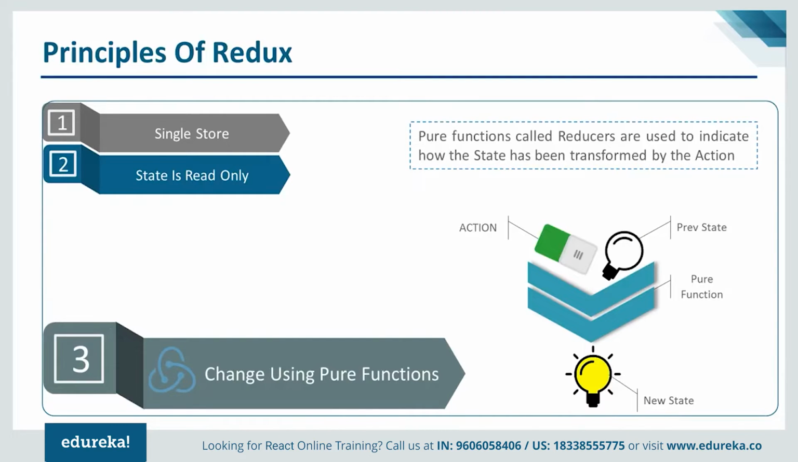Now we'll talk about the third one, that we can make changes using only pure functions. Pure functions in Redux are called reducers. They are used to indicate how the state has been transformed by the action. Which means that the reducers, which are the pure functions in Redux, basically take two parameters as input, the previous state and the action type. When it takes the previous state, the pure function, called a reducer, comes into the picture and gives us the new state. In this diagram, as you can see, the previous state was off, the bulb was not on. It has been worked upon by a pure function, called a reducer in Redux, and then we get the new state and the bulb is on.